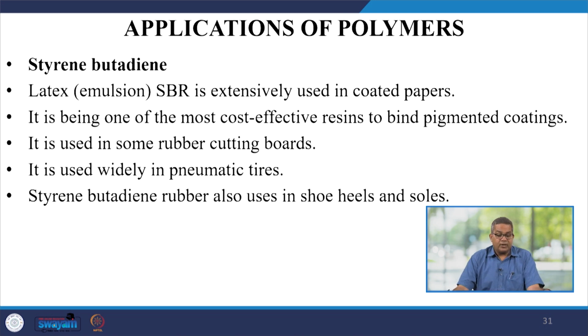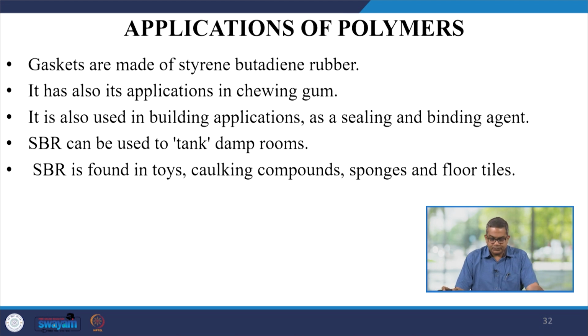Styrene butadiene, referred to as SBR, styrene butadiene rubber. The latex emulsion SBR is extensively used in coated papers. It is one of the most cost-effective resins to bind pigment coatings. It is used in some rubber cutting boards and is also widely used in pneumatic tires. Styrene butadiene rubber is also used in shoe heels and soles.